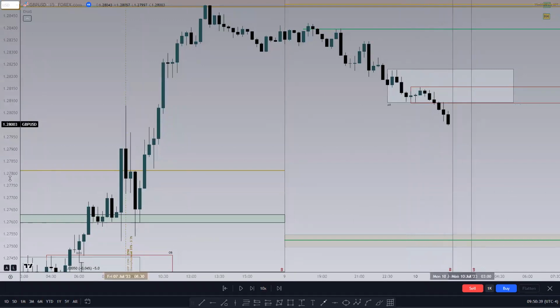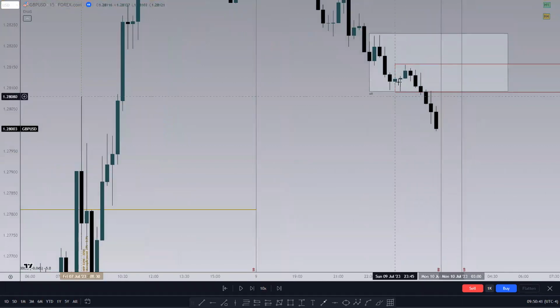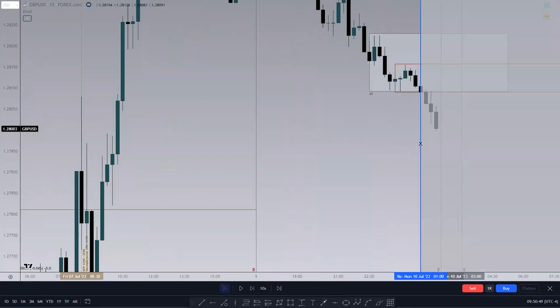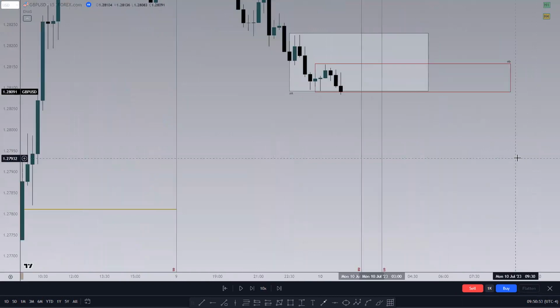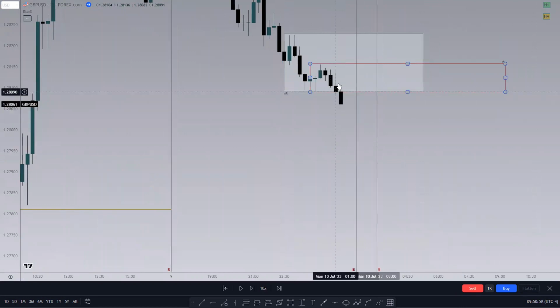So now the question, of course, is: price has given us a bearish break outside of the Asian range, right? So the bearish break took place right there. Now it is important to note, so I'm just going to play this bar by bar, that this candle closed outside of the initial Asian range. The second candle also closed outside of the initial Asian range.